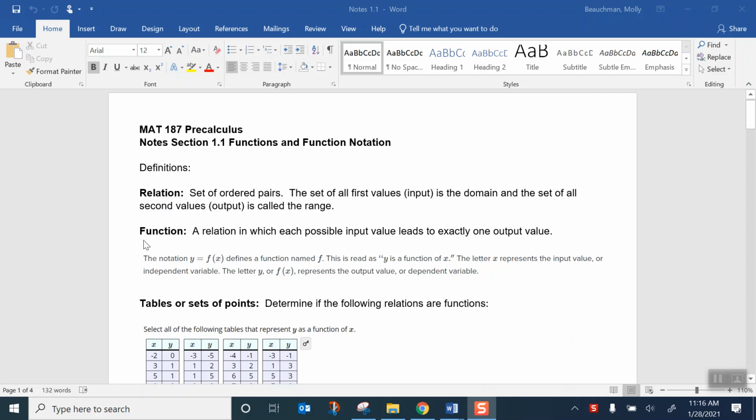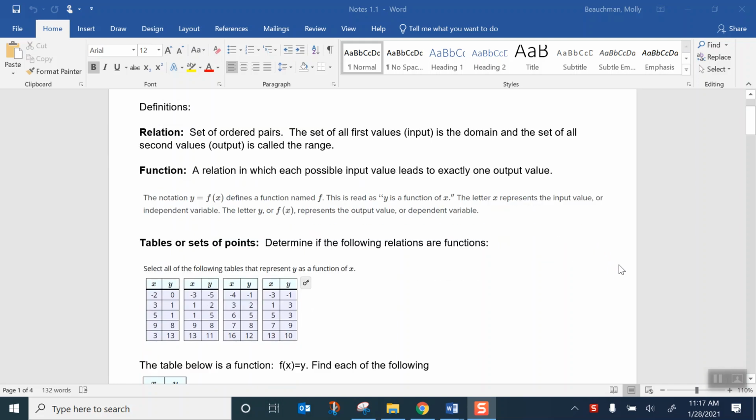A function is a special type of relation in which each possible input value leads to exactly one output value. And it's got a specific notation that goes with it. The notation y equals f of x defines a function named f. This is read as y is a function of x. The letter x represents the input value, or independent variable. The letter y, or f of x, represents the output value, or dependent variable.